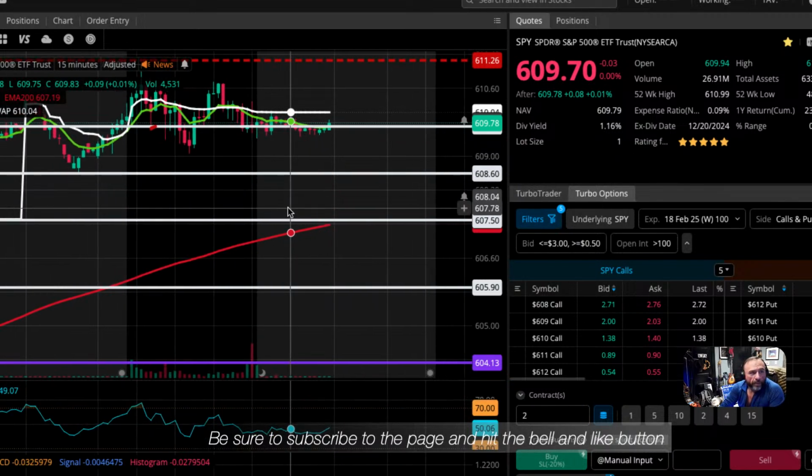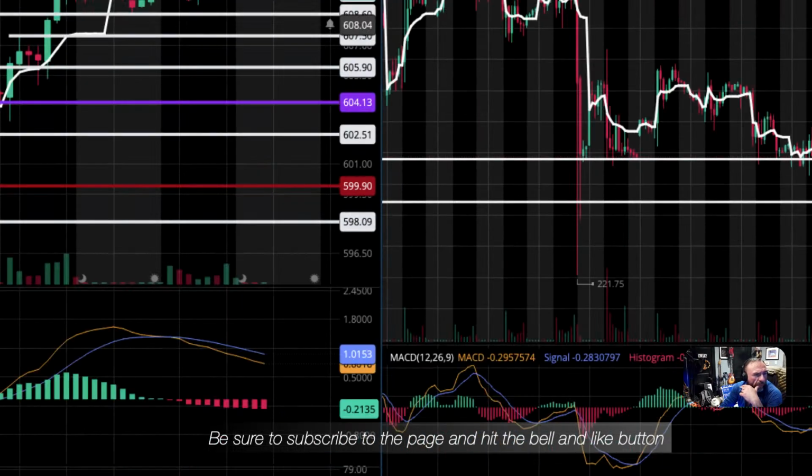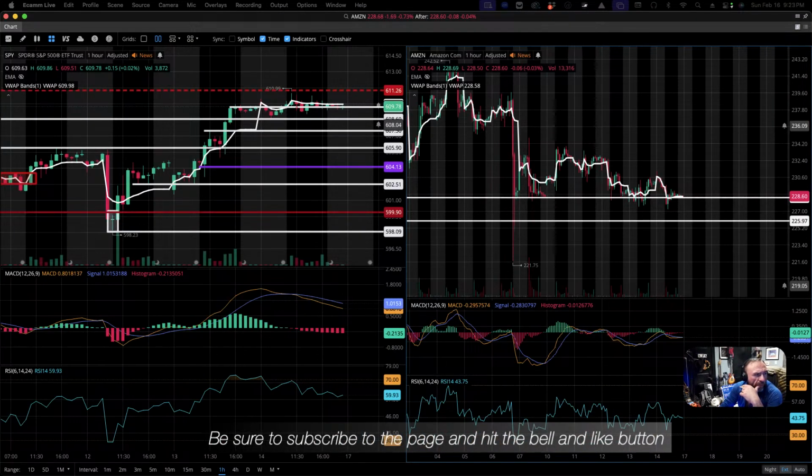Been kind of trying to make my mind up with... Let's see, is this switching? What's the new setup with turbo options? Do I have to switch the screen every time? Here we go.